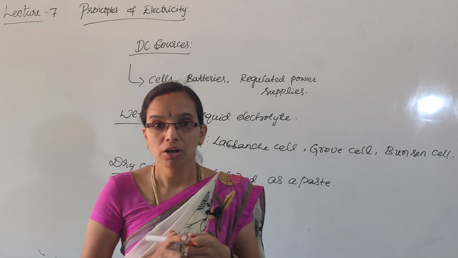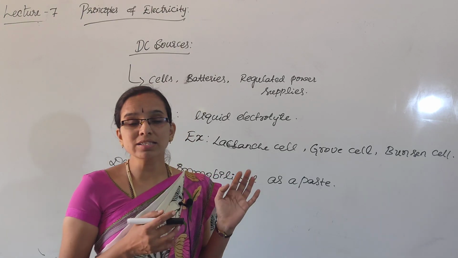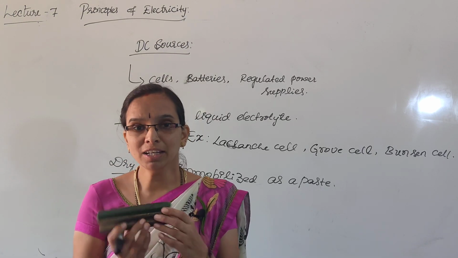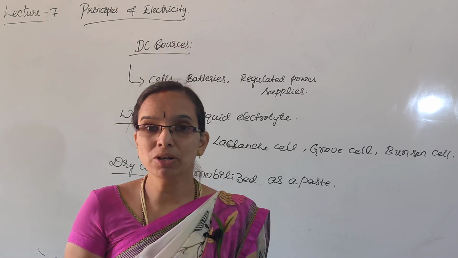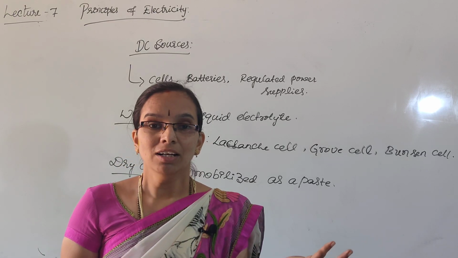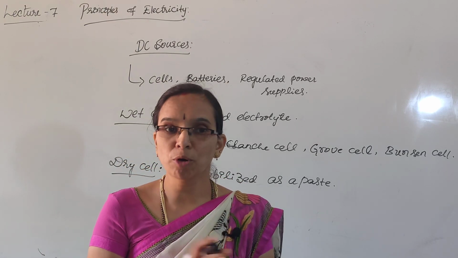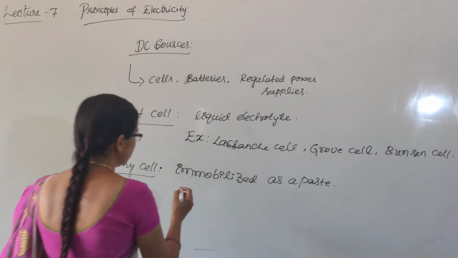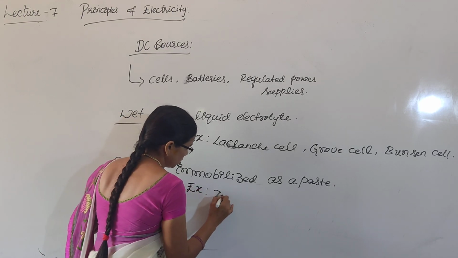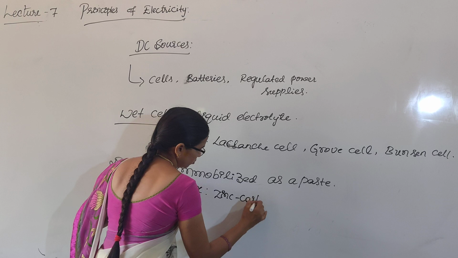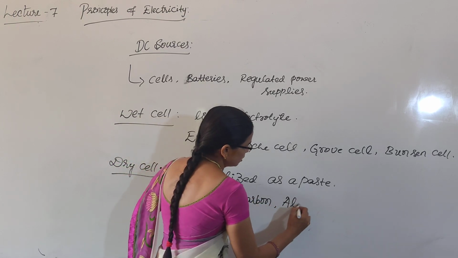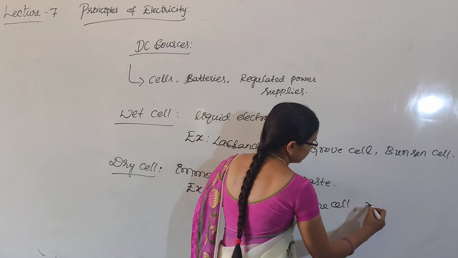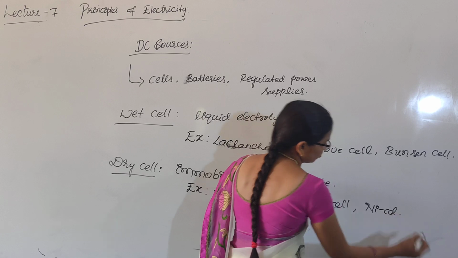the current flow. Okay, and dry cells can be used in any orientation. You can handle it in any direction or any orientation because it doesn't have any free liquid to move, and there are no spilling problems in dry cells. Okay, examples are zinc carbon cell, alkaline cell and nickel cadmium cell, etc.